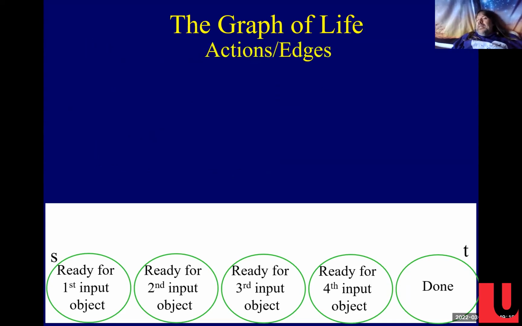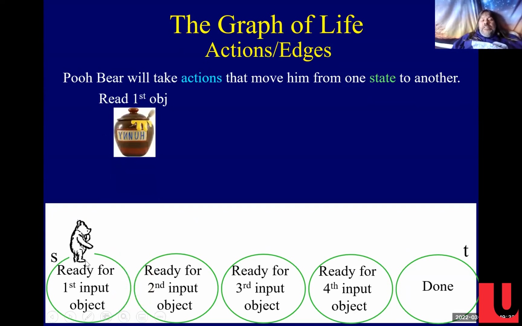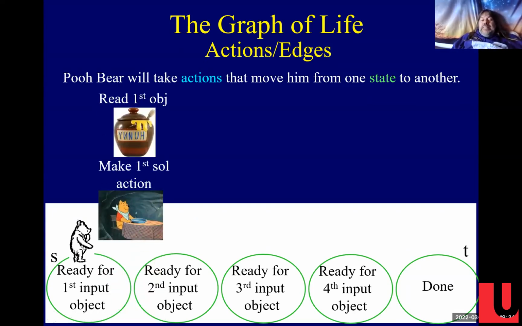All right, now we're going to need actions. So Pooh Bear, as he moves from one state to another, he's going to take actions, right? So here's Pooh Bear. He's ready for the first object. He gets the first object, and he makes the decision to eat. And when he makes that decision, every action will correspond to an edge. So he decides going along this edge corresponds to deciding to eat, and he moves along that edge.